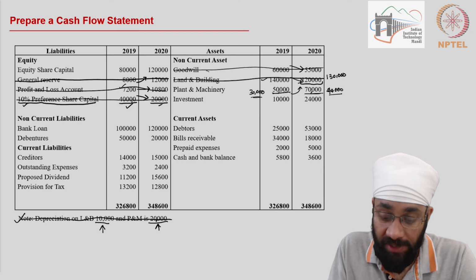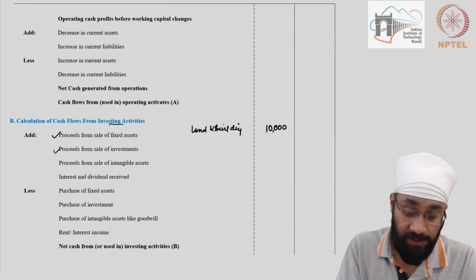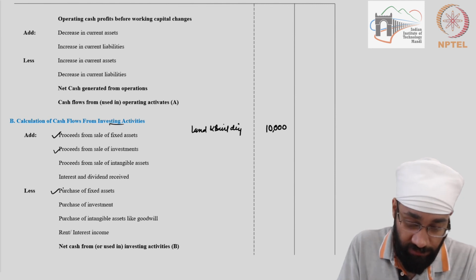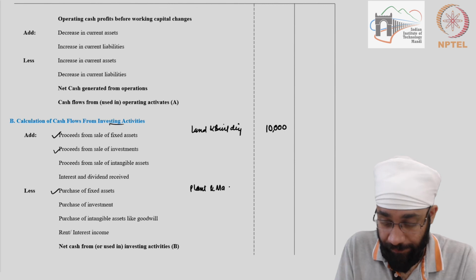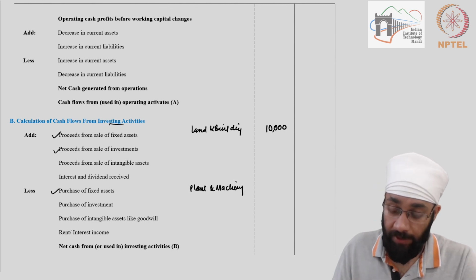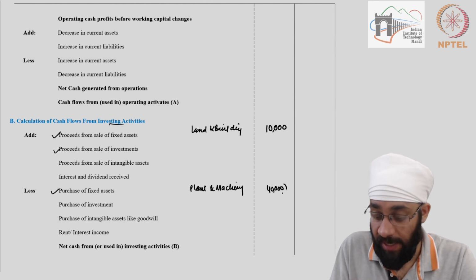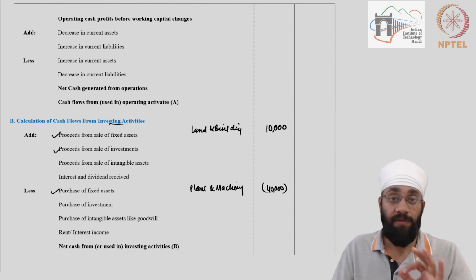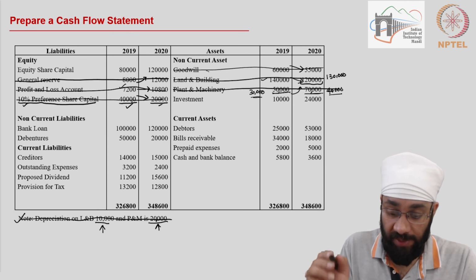So 40,000 is the purchase of plant and machinery, and I'm going to go to the second subsection and purchase of fixed asset, plant and machinery. Plant and machinery, and the amount is 40,000, and this is an outflow. I'll put this in the parenthesis. Done. So I'll cross this off as well.